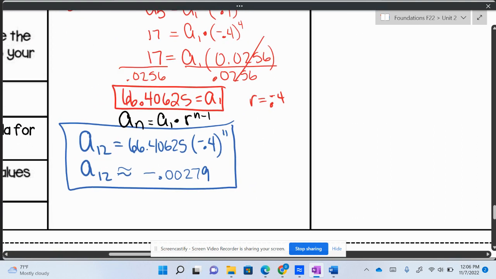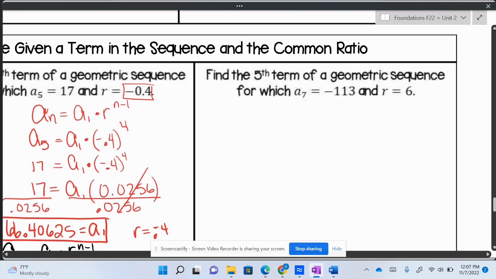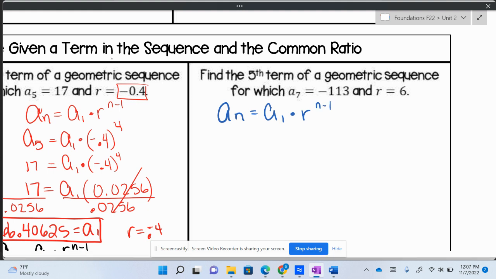Does everyone have this written down? Okay. So we're trying to find a to the 5th, but I only know what a to the 7th is. So again, I'm using this formula: a to the n equals a to the 1 times r to the n minus 1. So let's solve for A1. We are going to do that by replacing this at the very beginning. A to the 7th equals a to the 1st times my common ratio, 6, to the 7 minus 1, which is the 6th power.